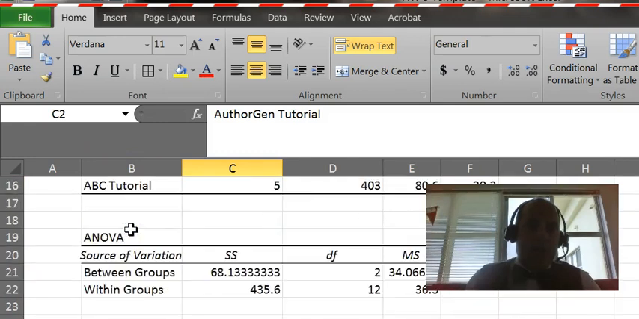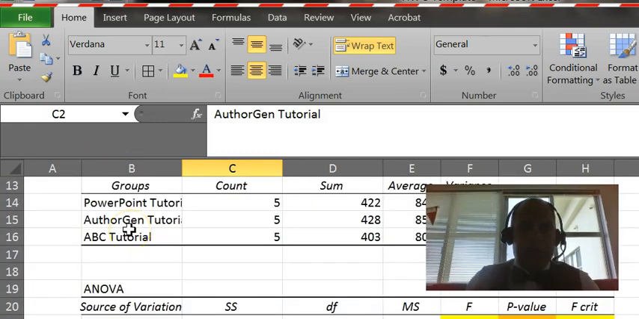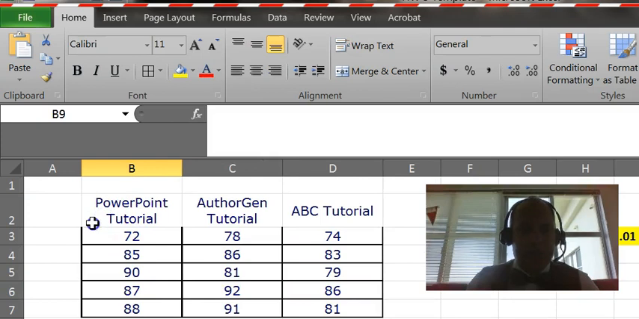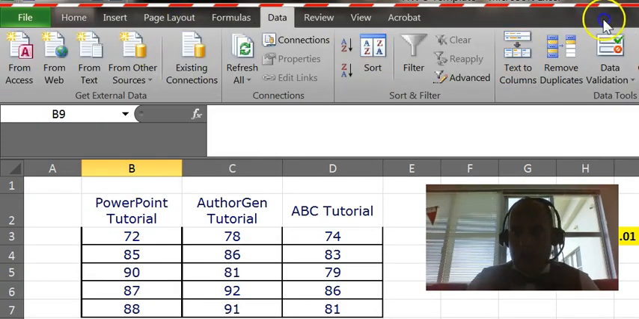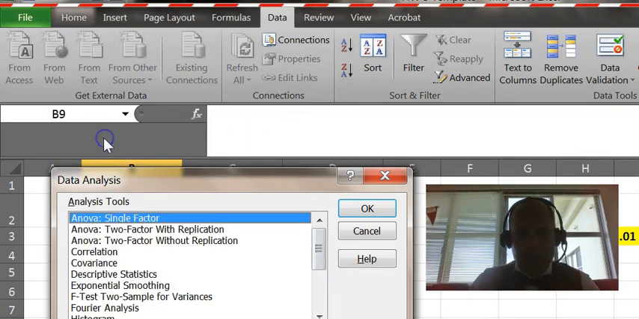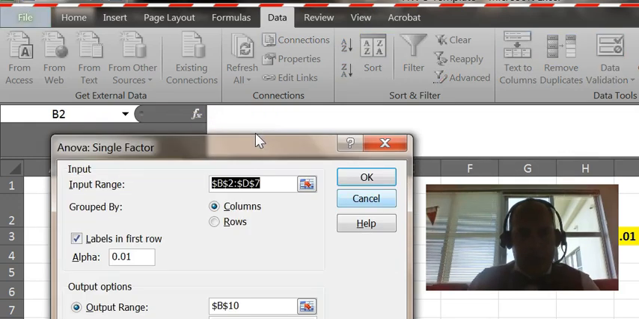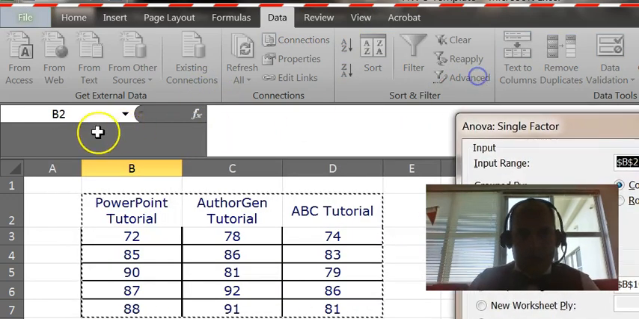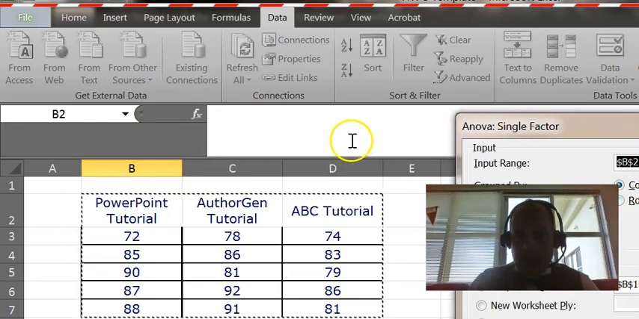So you're going to get some output that looks like this. To get to this output, if you haven't learned this already, you simply go up to the data ribbon up top here, go to data analysis, and scroll up to the top. It's the very first analysis tool, ANOVA single factor, and all you have to do is highlight your data and check the box for labels in the first row. Now here's the important piece.